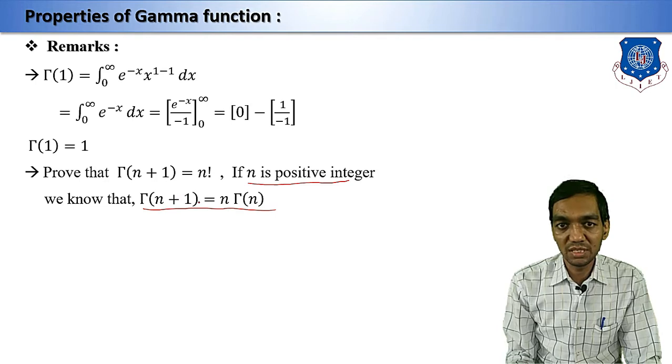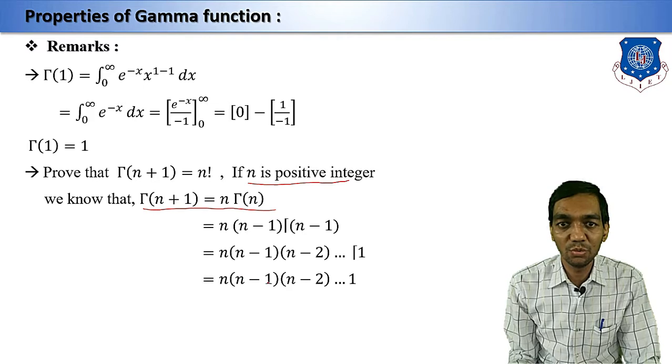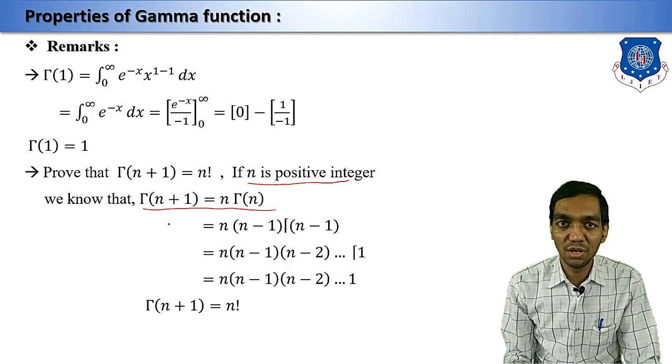So gamma of n plus 1 will be n into gamma n. Again, use the same property for gamma n, that will be n into n minus 1 into gamma n minus 1. If you continue this way, then you will have n into n minus 1 into n minus 2 up to 1 into gamma 1. Now gamma 1 has a value 1, so if you put it, then you will have n, n minus 1, n minus 2 up to 1, and that is nothing but n factorial. Done? So this is the proof that gamma of n plus 1 is n factorial.